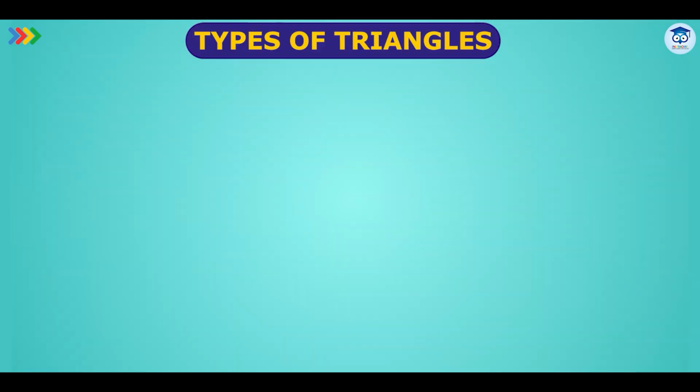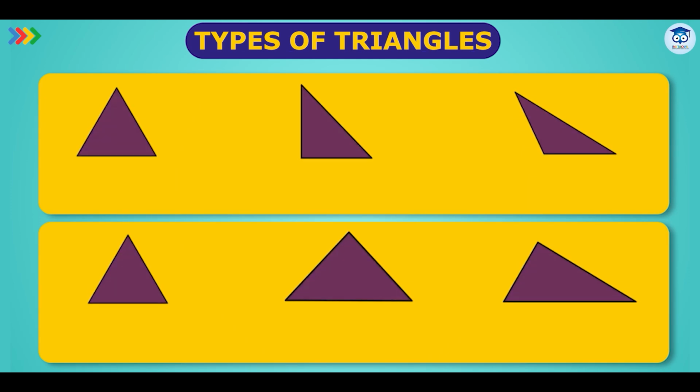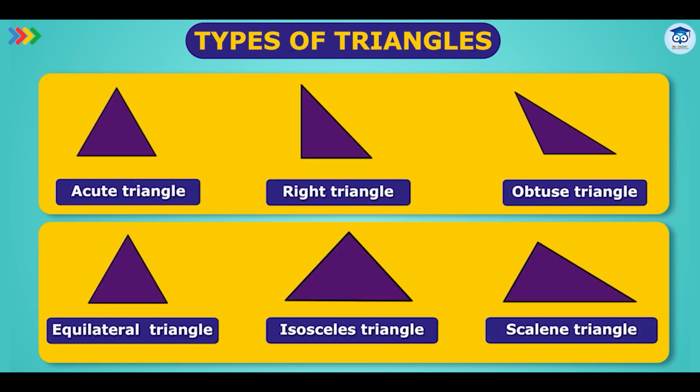Okay, next we can define the types of triangles on the basis of angles also, right? So we have acute angle triangle, obtuse angle triangle, right angle triangle. If all angles in a triangle are acute, then it is known as an acute angle triangle. And the right triangle, also known as right angle triangle, has one angle of 90 degrees. And then we have the obtuse angle triangle, which has one angle greater than 90 degrees. And we have seen before the equilateral, isosceles and scalene triangles.